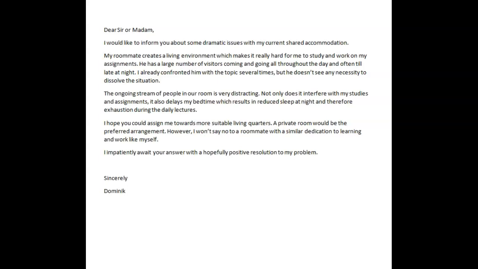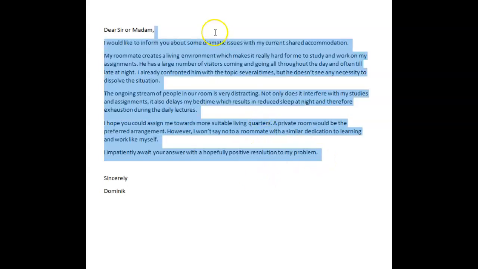I hope you could assign me more suitable living quarters. A private room would be the preferred arrangement. However, I won't say no to a roommate with a similar dedication to learning and work like myself. I impatiently await your answer with a hopefully positive resolution to my problem. Sincerely, Dominic.